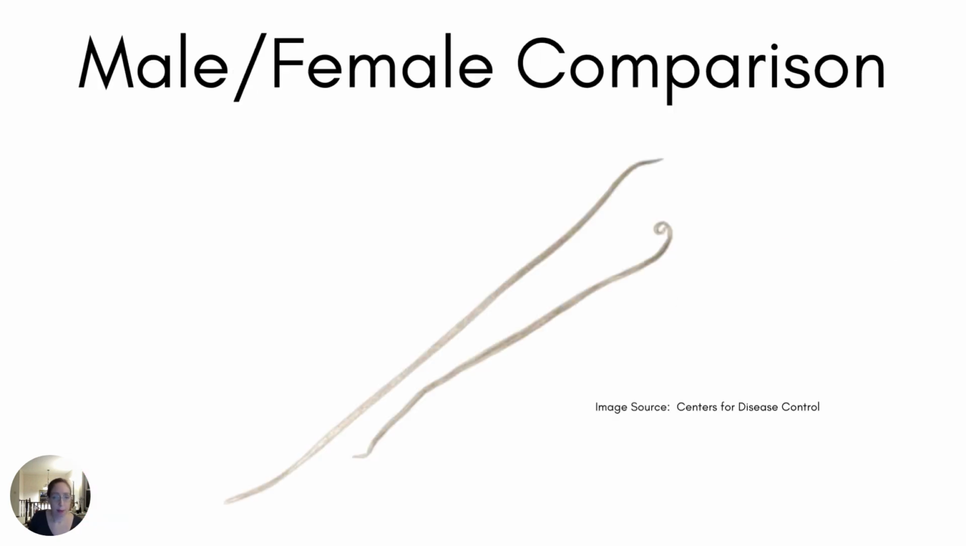All right, so looking at the male and female comparison, you can see here that the female is very straight right here, and then there is the curl at the posterior end of the male. Now the females, like I said, they don't curve, but the first third right here is the vulva, which is followed by the uteri. And the uteri may contain up to 27 million eggs, of which they lay 200,000 per day. So if we're going to label these worms, the one on the left would be female, and the one on the right would be male.